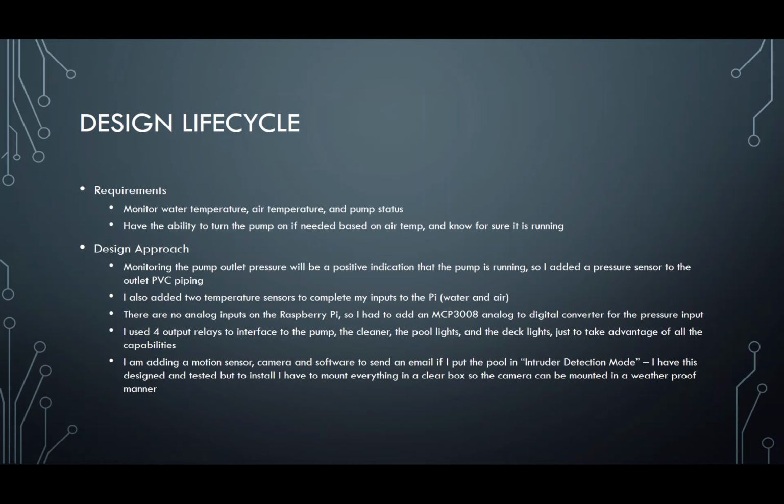I forgot to mention, I'm also adding a motion sensor, a camera, and some additional software that will send me an email if I put the pool in intruder detection mode. That way, if someone comes into the swimming pool area that I've highlighted as an intruder detection area, it will send me an email and take a couple of pictures, and it will also stream it to me once I log into it. So I've got this all designed and tested, it sends me emails, everything works fine.